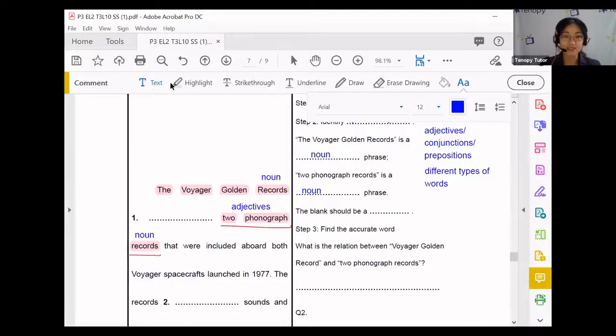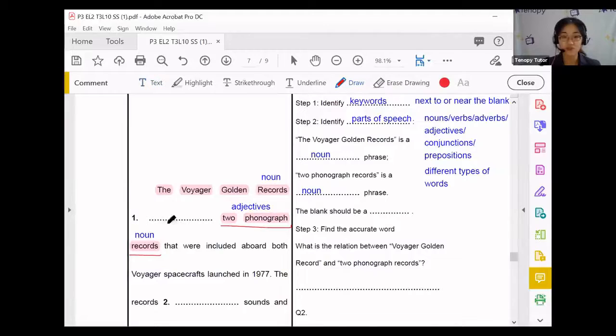Adjectives are used to describe and modify nouns. So not just any record, but two phonograph records. Phonograph is regarding sound and sound waves. Photograph is regarding pixels and pictures.